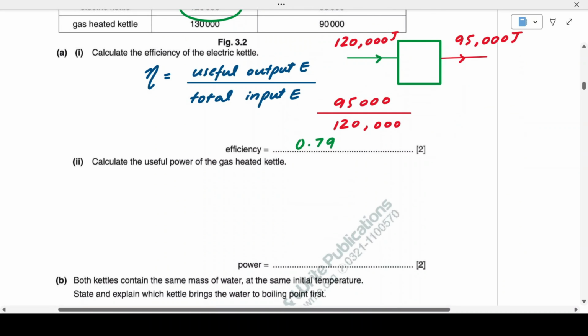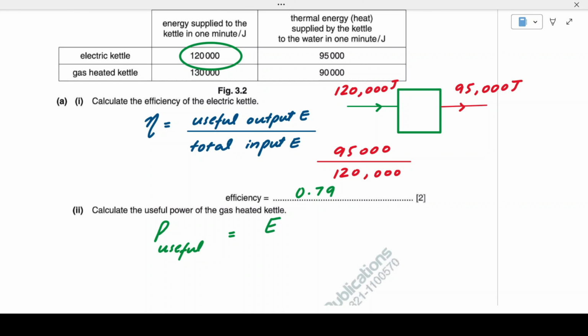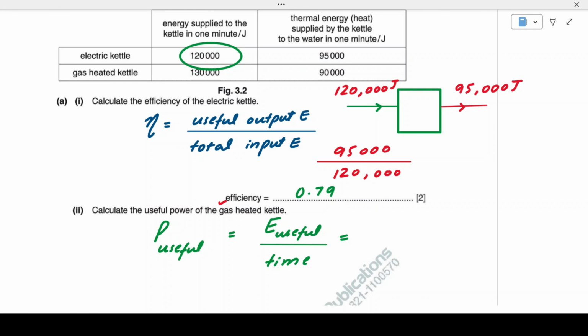Anyway, the next question is: calculate the useful power of the gas heated kettle. Useful power equals useful work, or the useful energy, divided by time in seconds. So what is the useful power by the gas heated kettle?